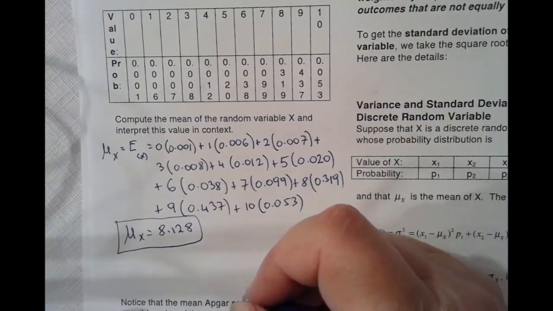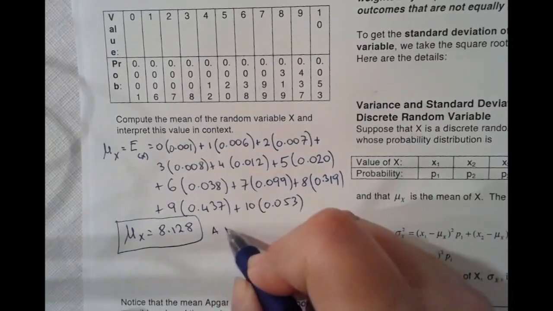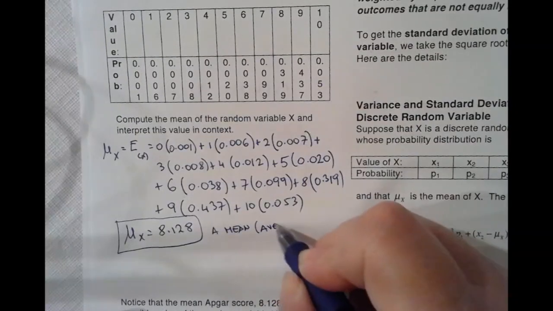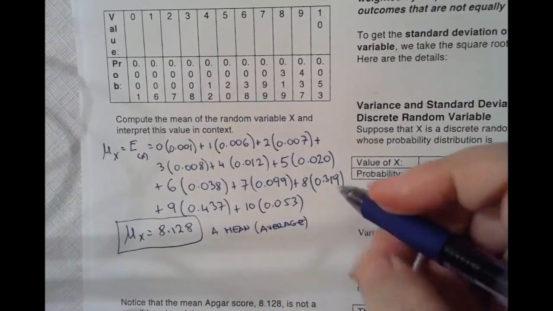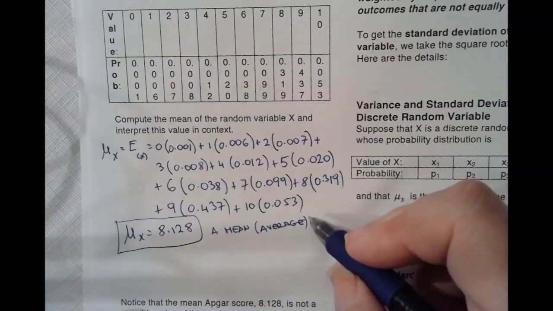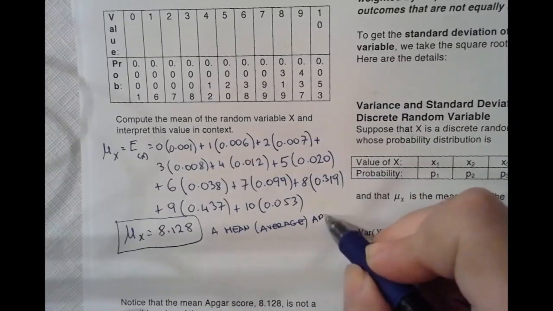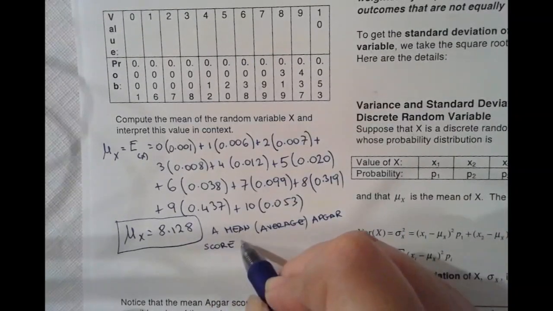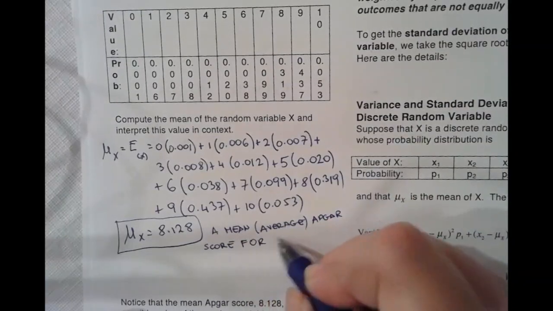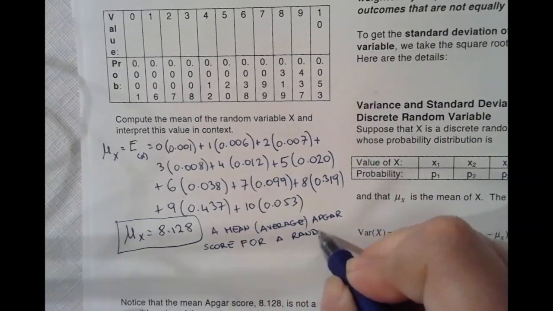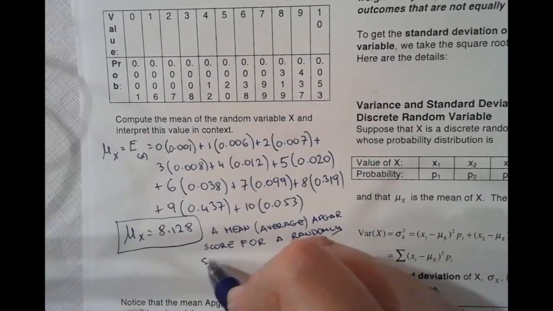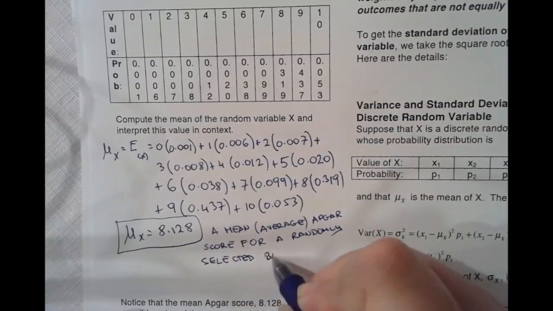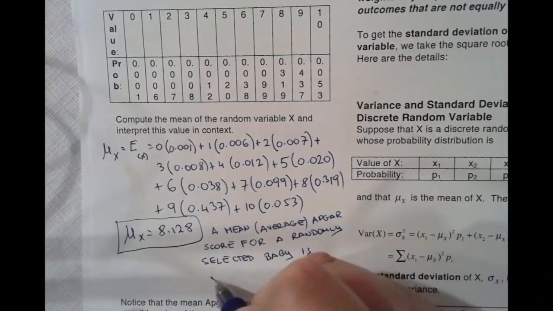So the mean, or average, APGAR score for a randomly selected baby is 8.128.